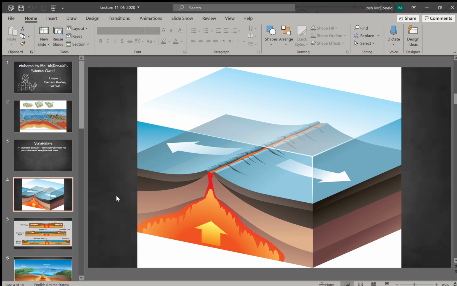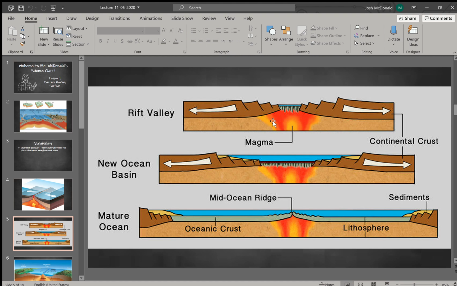Now there are different formations that come from these divergent boundaries, and you have first what's known as a rift valley. So you have magma coming up and pushing the plates apart, and it forms this valley, the rift there. So it's volcanic, but it's not the typical cone-shaped volcano. It's more of this valley that is volcanic at the bottom.